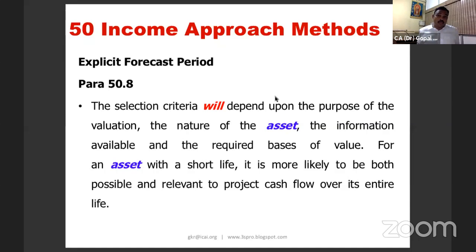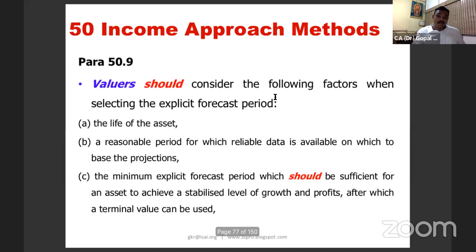For an asset with a short life, it is most likely to be both possible and relevant to project cash flows over its entire life. So the valuer should consider the following factors. Life of the asset, reasonable period where the data is available, minimum explicit forecast period which should be sufficient for an asset to achieve a stabilized level of growth and profits, after which a terminal value can be used. This has to be reasoned out.